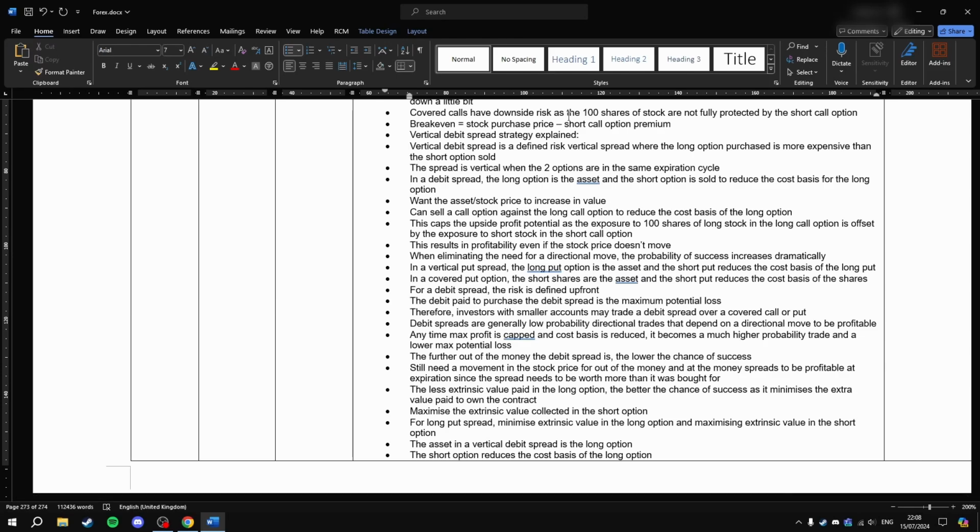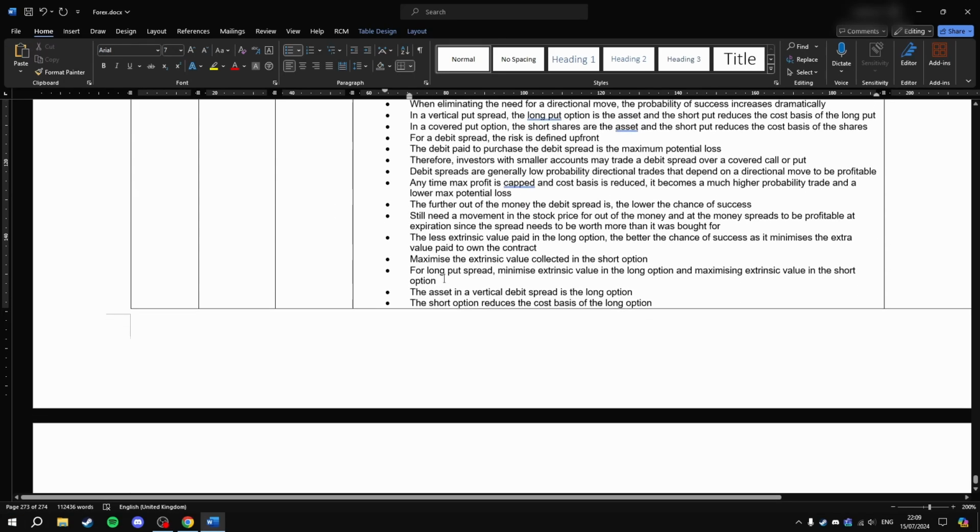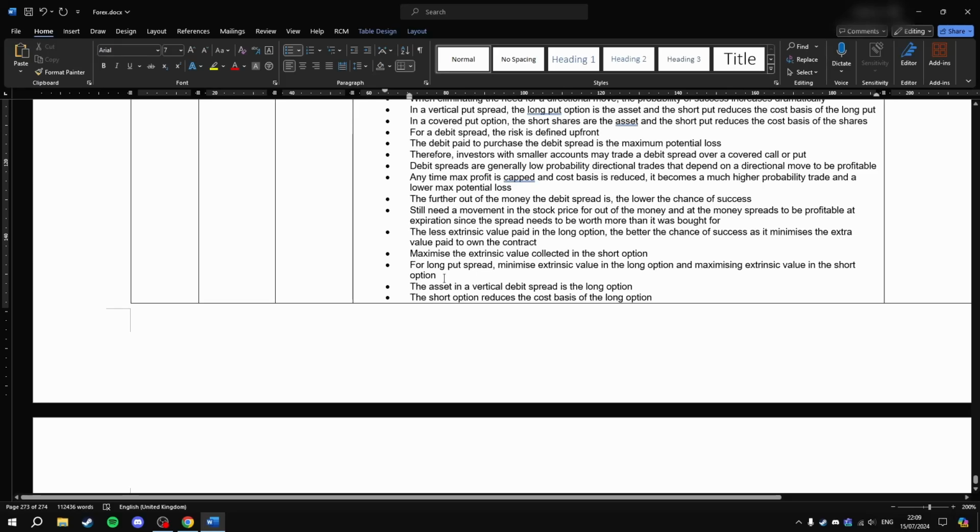In the vertical put spread, the long put option is the asset and the short put reduces the cost basis of the long put. In a covered put option, the short shares are the asset and the short put reduces the cost basis of the shares. For a debit spread, the risk is defined up front, so the debit paid to purchase the debit spread is the maximum potential loss. Therefore, investors with smaller accounts may trade a debit spread over a covered call or put.